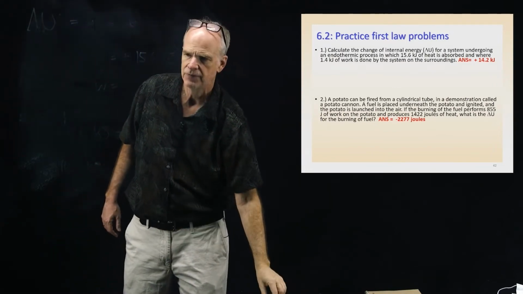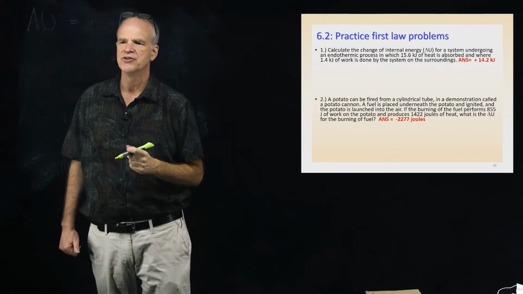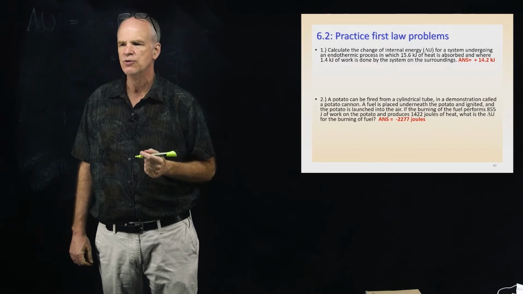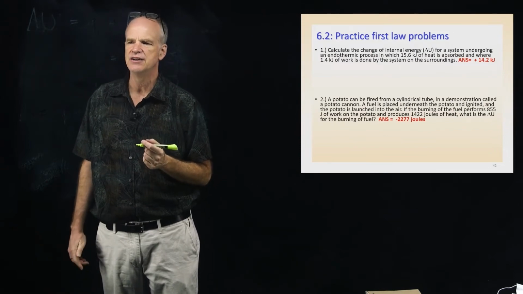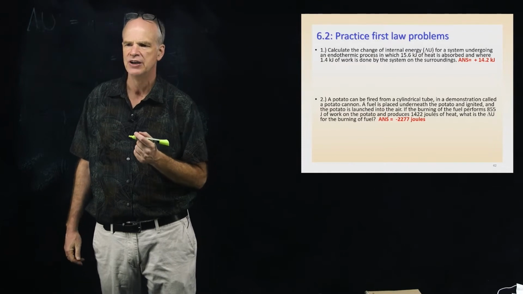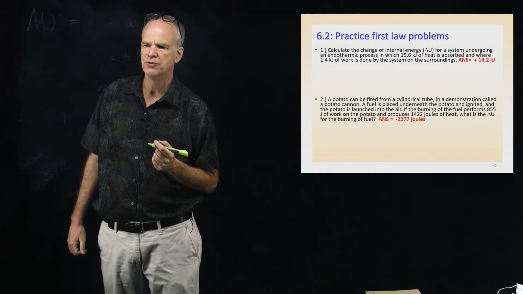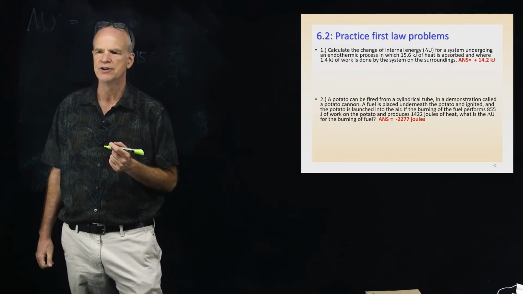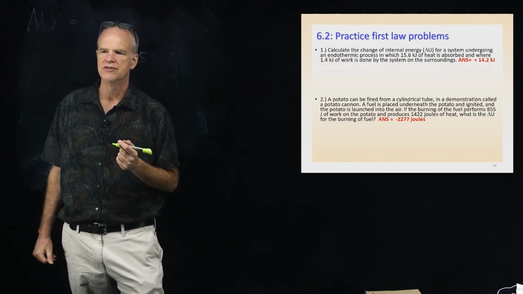Okay, the next problem. A potato can be fired from a cylindrical tube in a demonstration called a potato cannon. A fuel is placed underneath the potato and ignited, and the potato is launched in the air. If the burning of the fuel performs 855 joules of work on the potato and produces 1,422 joules of heat, what is the delta U of the burning of the fuel?